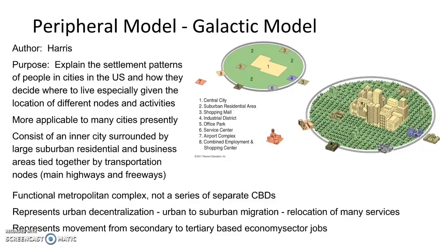And so because of this, you see the relocation of many services to the suburban areas as well. And this represents the movements from the secondary to the tertiary based economy sector jobs. So this represents a progression again in our continuum between LDC to DC to MDC, in our continuum of wealth and our continuum of development. So as this wealth and as development changes, you tend to see settlement patterns change.